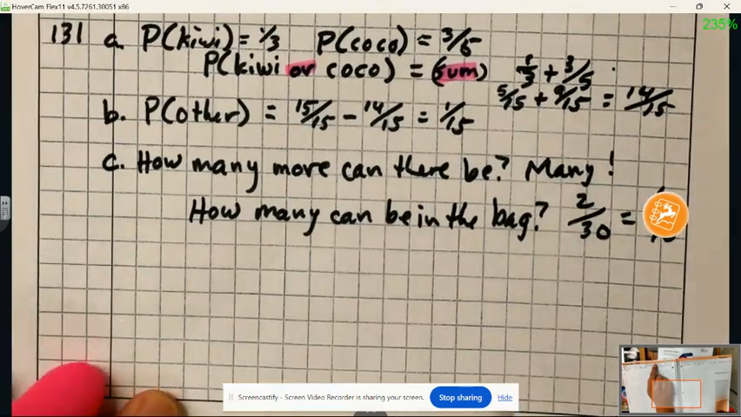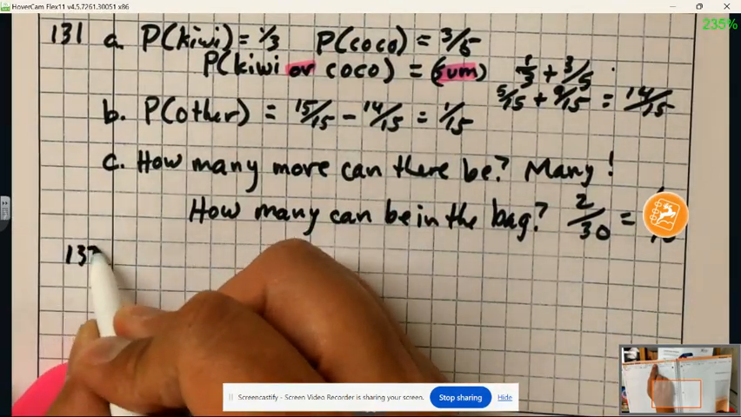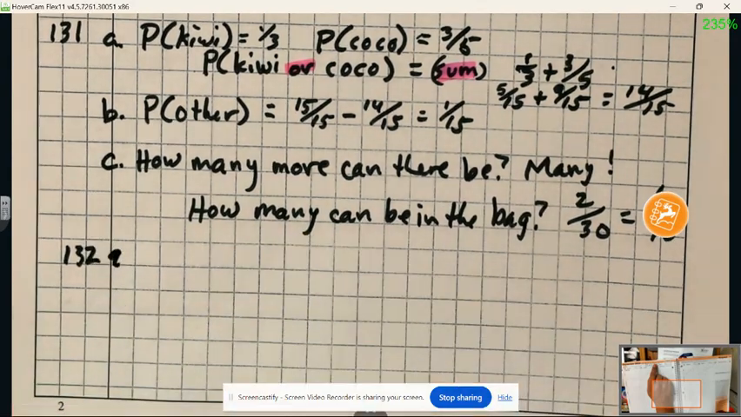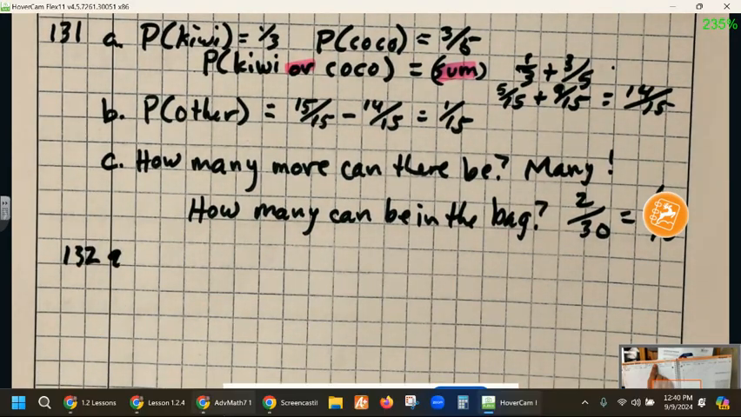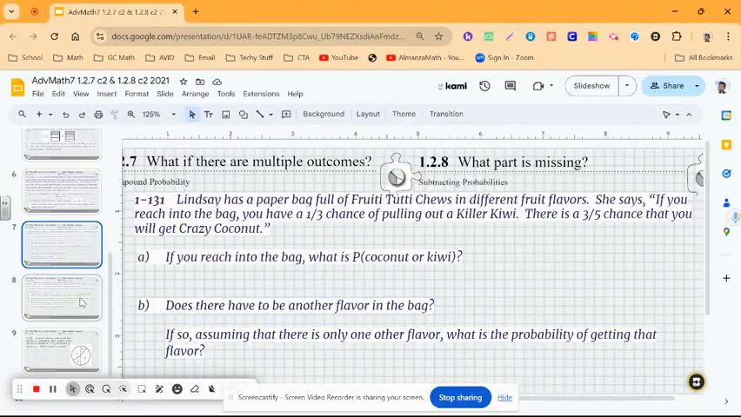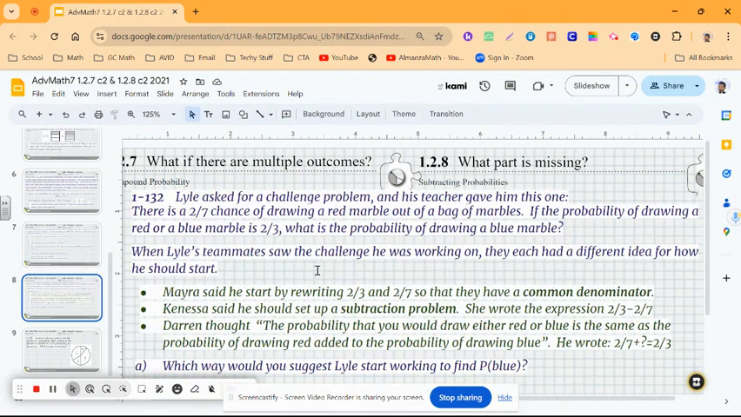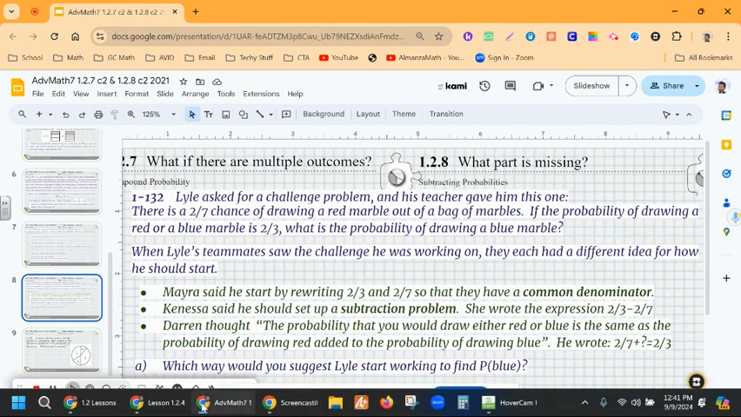And let's go to the next problem, number 132. Okay, so this problem says, Lyle asked for a challenge problem, and his teacher gave him this one. There's a 2/7 chance of drawing a red marble out of the bag, and the probability of drawing a red or a blue one is 2/3. What's the probability of getting a blue marble?